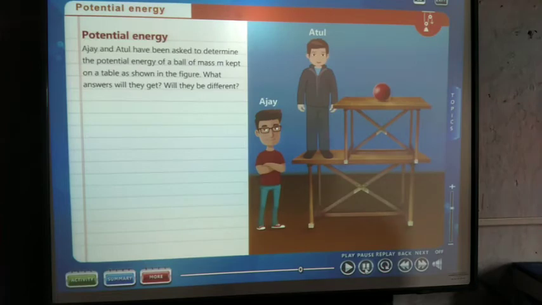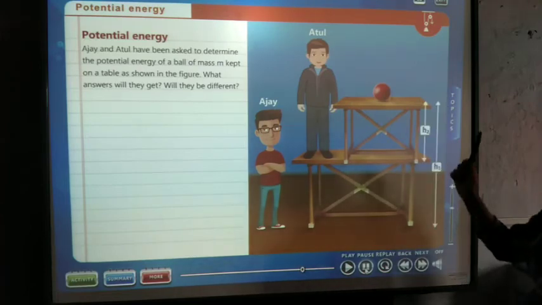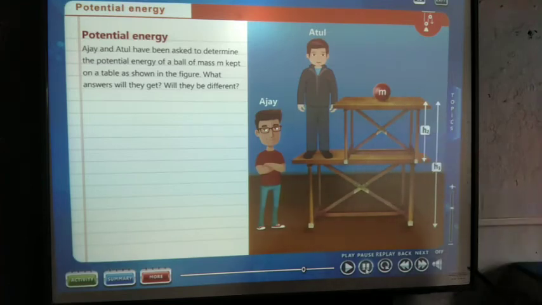Ajay and Atul have been asked to determine the potential energy of a ball of mass m kept on a table as shown in the figure. What answers will they get? Will they be different? Let's see. What do you conclude from this?